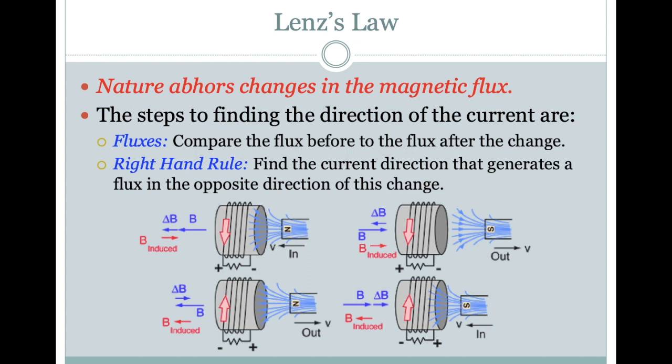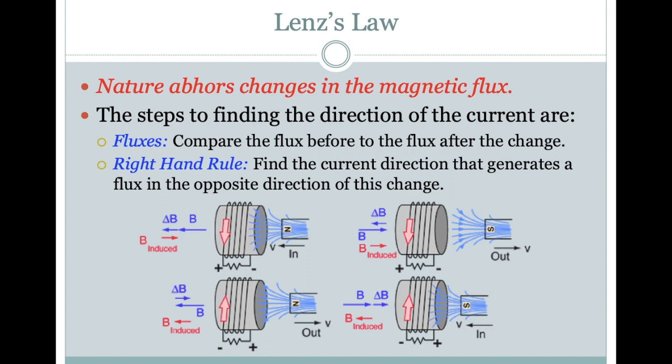Then, on the bottom left, we are taking out a north pole, meaning fewer field lines are going to the left, meaning there is a change going to the right. The induced field must oppose this, and so it is going to the left. By the right-hand rule, we generate a current going up on this side.